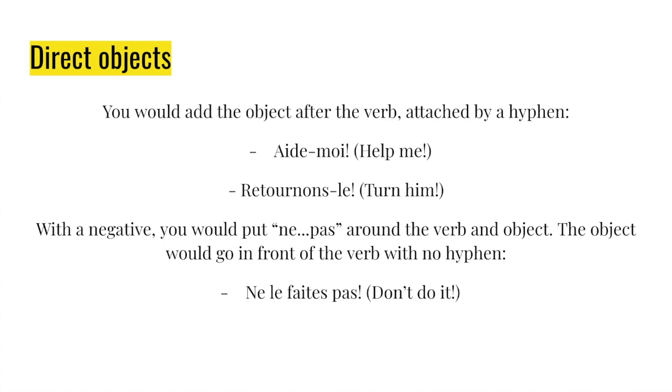Direct objects are also really easy. You just add the object after the verb, attached by a hyphen. For example, help me is aide-moi. With a negative, once again, you would put the ne pas around the verb and the object would go in front of the verb with no hyphen. Ne le faites pas, don't do it.